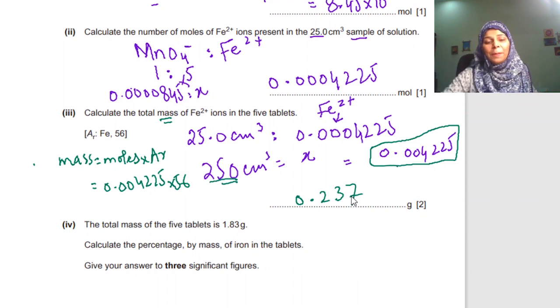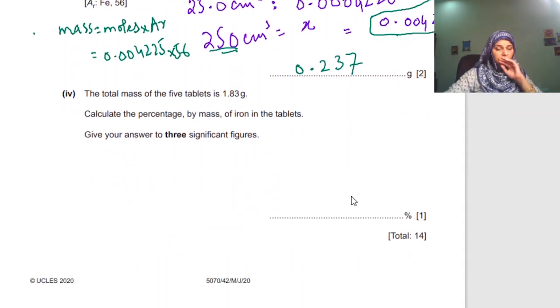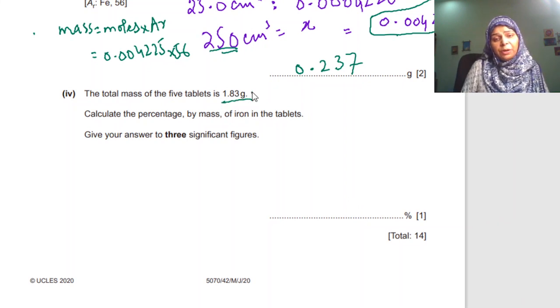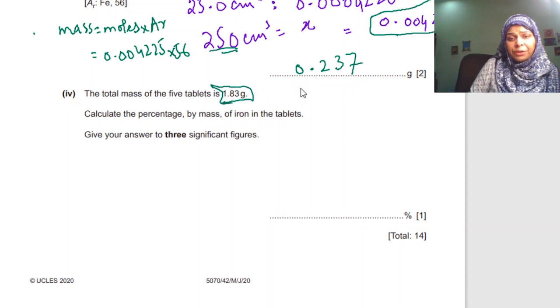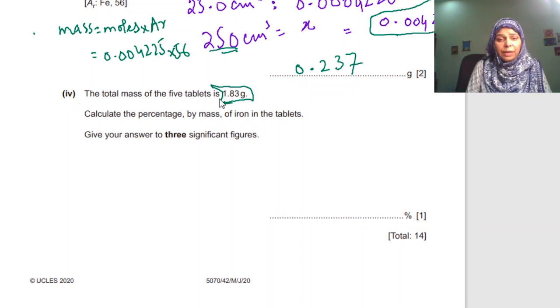So move on. The total mass of the 5 tablets is 1.83 gram. So in the beginning, the total mass of 5 tablets was 1.38 gram, which we have, but we have calculated 0.237 grams. So we have to calculate the percentage by mass of iron. We will calculate it like this.